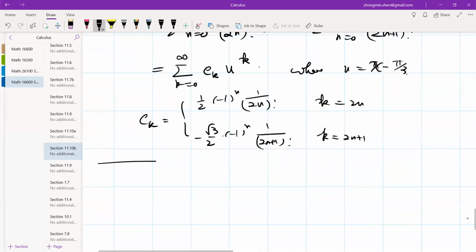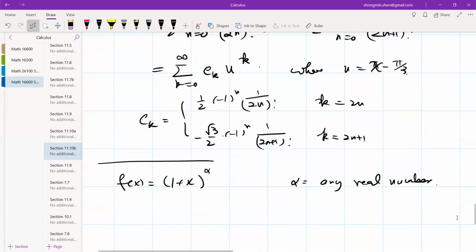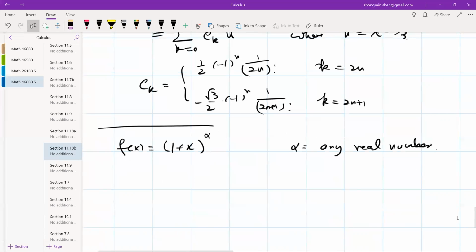So now my next topic is to focus on the function f of x equals 1 plus x to the alpha. I'm going to use alpha because it can be any real number. If I use k, it looks like an integer. So alpha could be any real number, such as square root of 2 or square root of 3.